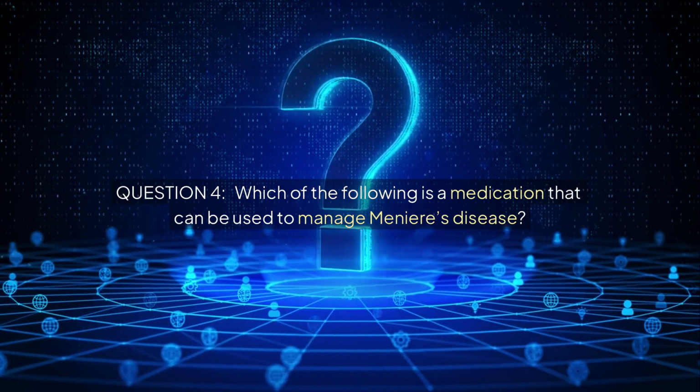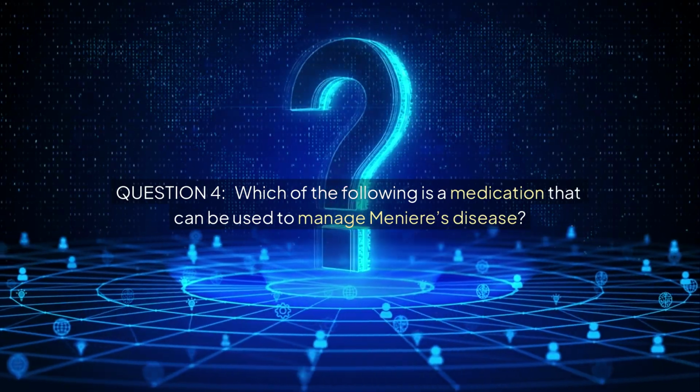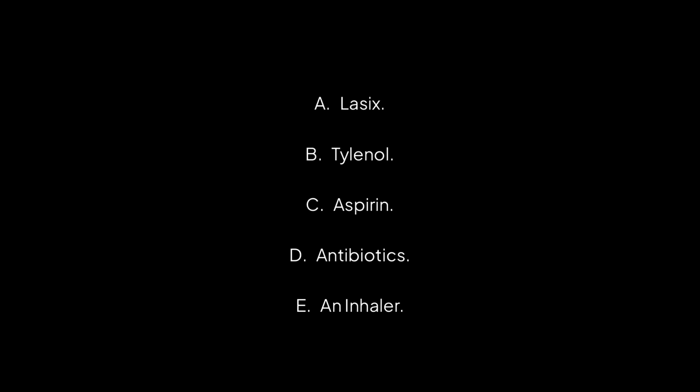Question 4. Which of the following is a medication that can be used to manage Meniere's disease? A. Lasix. B. Tylenol. C. Aspirin. D. Antibiotics. E. An inhaler. The answer is A.